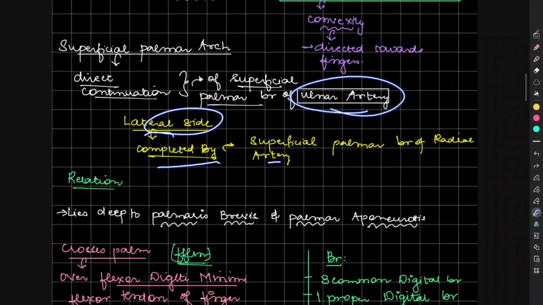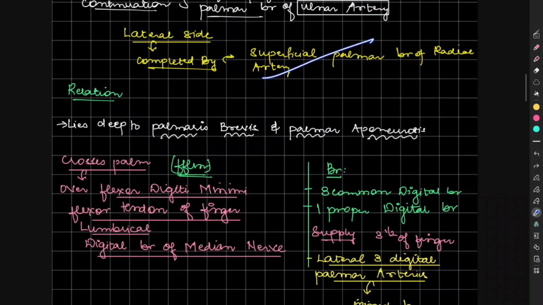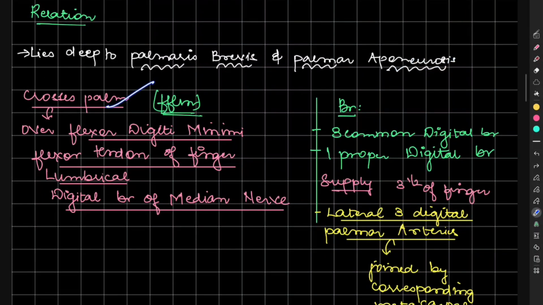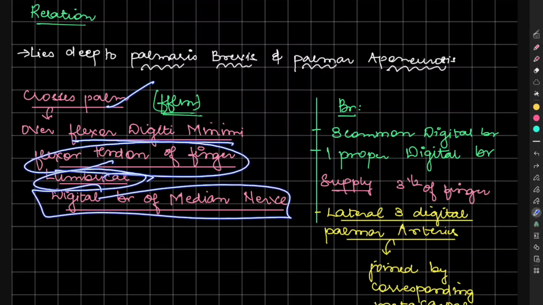On the lateral side, it is completed by the superficial palmar branch of the radial artery. Relations: it lies deep to the palmaris brevis and palmar aponeurosis. It crosses the palm over the flexor digiti minimi, flexor tendons of the fingers, lumbricals, and the digital branches of the median nerve.